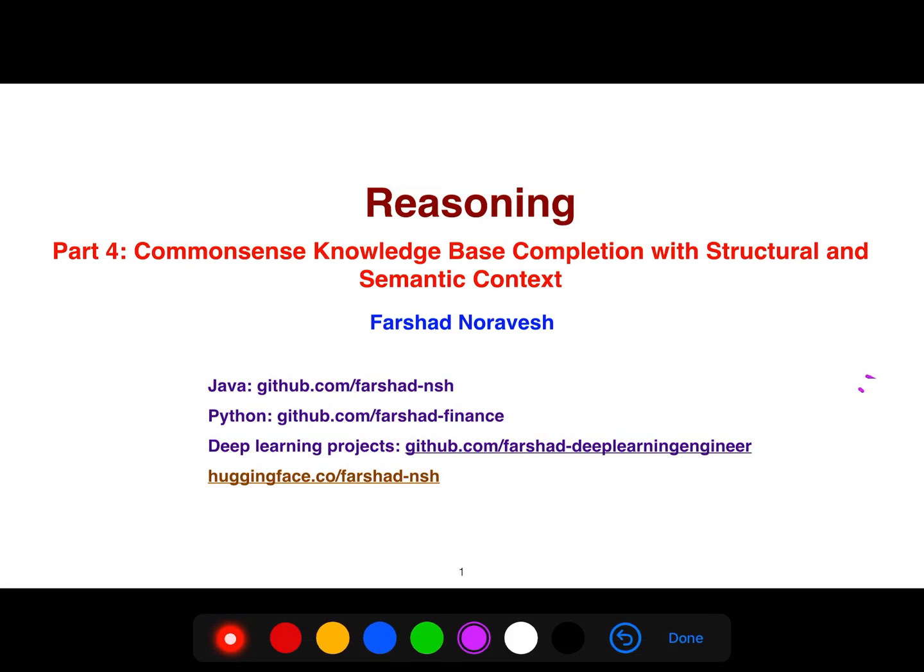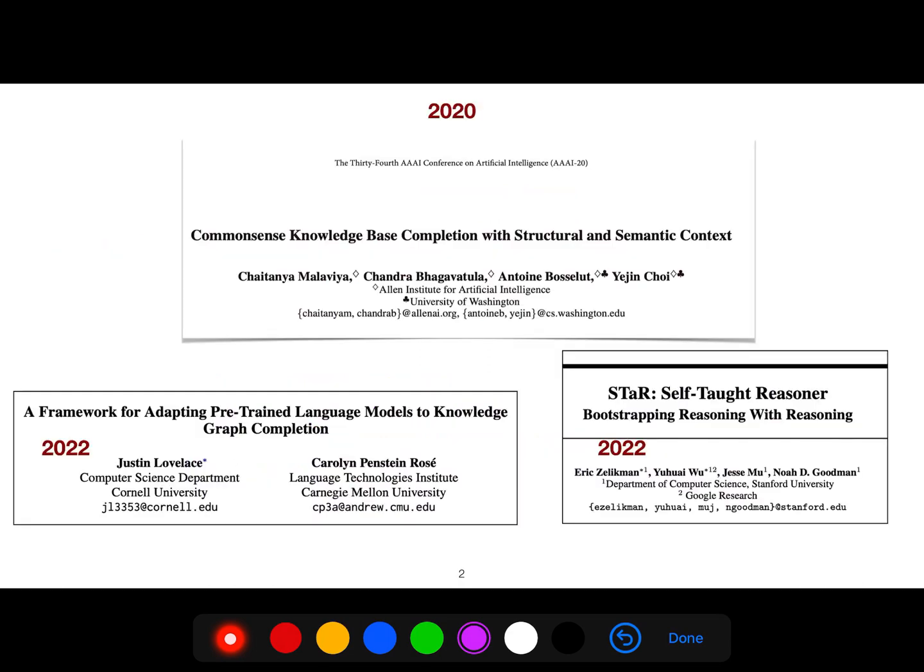Well, another article that I really enjoyed is Commonsense Knowledge Base Completion with Structural and Semantic Context. You know that these commonsense knowledge bases like ConceptNet and Atomic are very sparse. So that's why the completion is much more difficult than with very simple knowledge bases, like the ones that we use for semantic parsing. I want to explain this article from 2020 by the Allen Institute for Artificial Intelligence and the University of Washington.